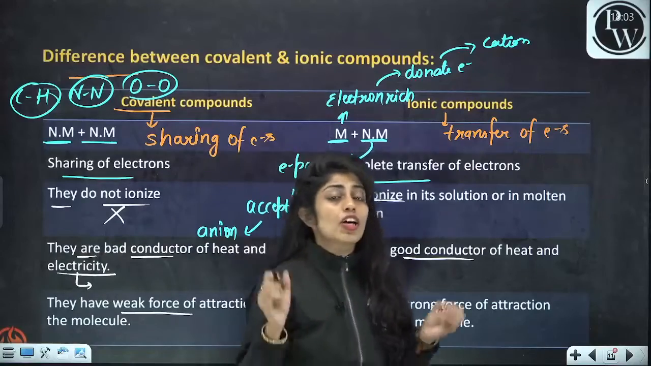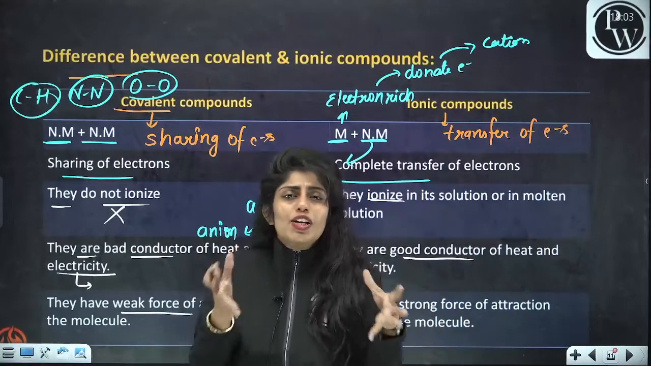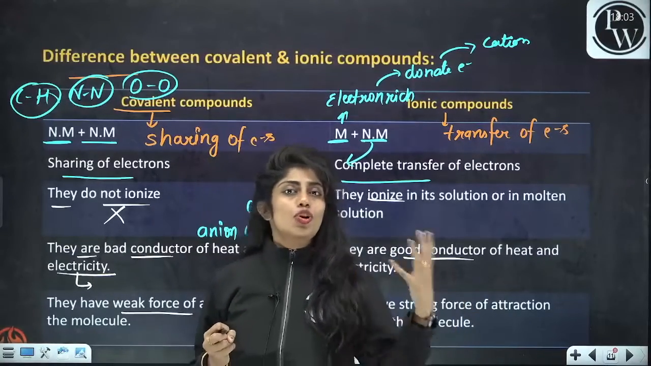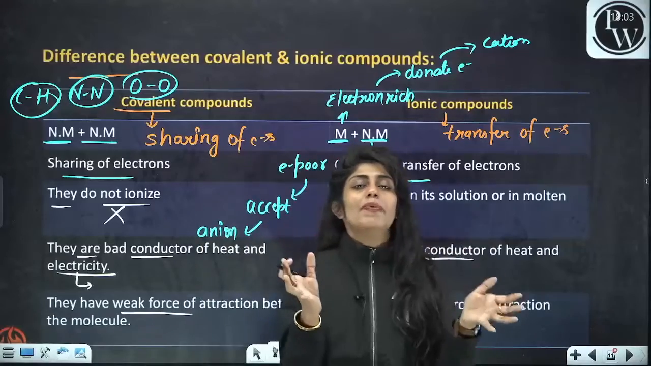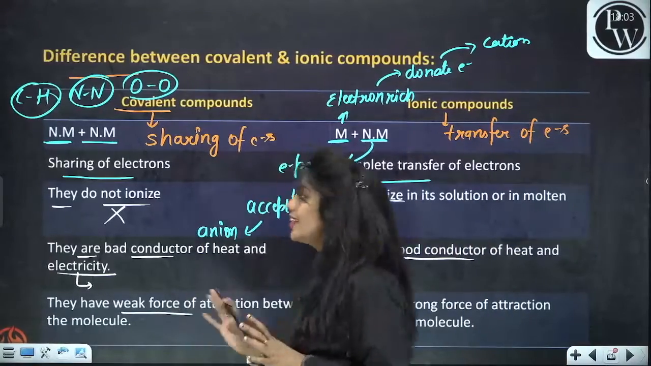And if I talk about covalent compounds, they have weak forces of attraction. If I compare covalent compounds with ionic compounds, ionic compounds will have stronger bonds, as there is a strong attraction when a cation is attracting an anion. Are we good? That's good.